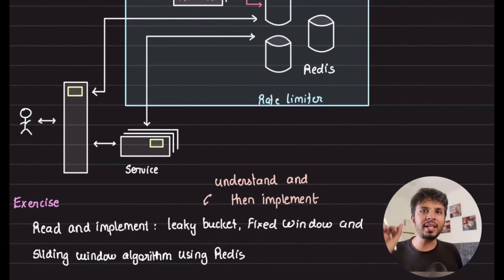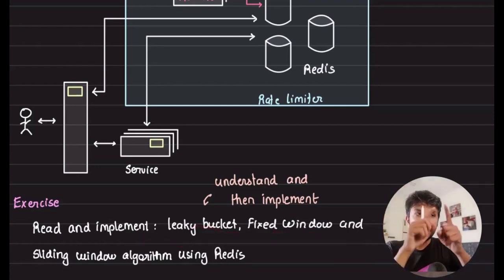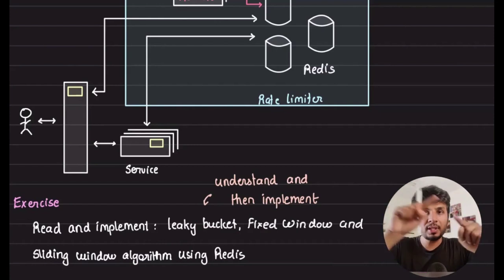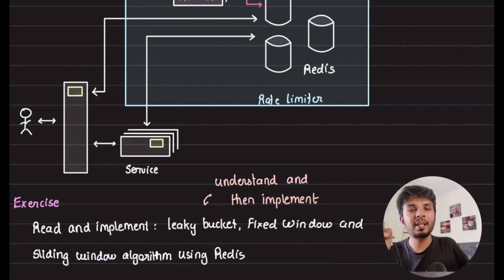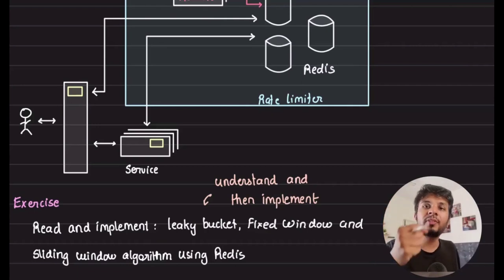Here, one thing that I did not touch upon is different rate limiting algorithms. So what I want all of you to do is explore the 3 most common rate limiting algorithms. First is leaky bucket, second is fixed window, third is sliding window. What we spoke about, that for a given window we are doing count plus plus, and after the time expires we delete it, is the fixed window algorithm.